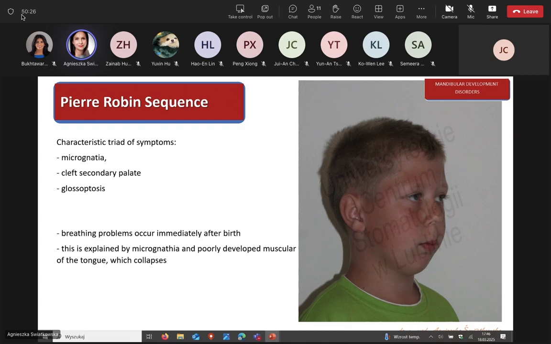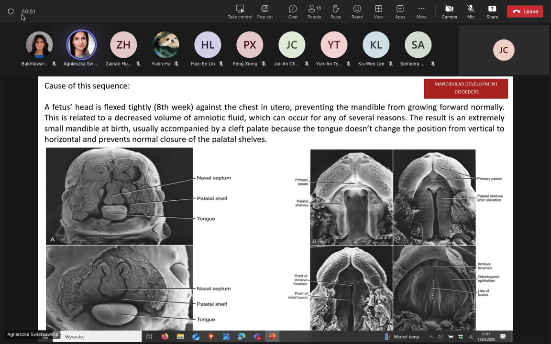Next, Pierre Robin sequence. Here are the characteristic symptoms which you should know: micrognathia, cleft of the secondary palate, and glossoptosis. Breathing problems occur immediately after birth, and this is explained by micrognathia and poorly developed muscles of the tongue, which collapses.